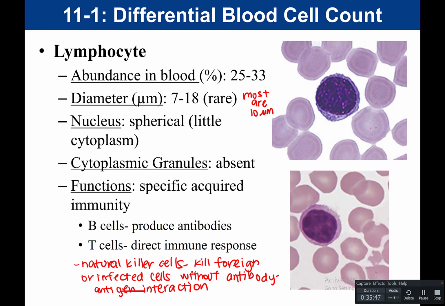The lymphocytes. Lymphocytes are little. They are not much bigger than the red blood cells. That's one of the distinguishing factors between that and the granulocytes, is that lymphocytes are little. Most are about 10 micrometers in size. And if you remember, for the granulocytes, they were between 12 and 15. So these are quite a bit smaller. You want to know, what does the nucleus look like? Well, it's spherical. There's very little cytoplasm, meaning that the nucleus takes up most of the cell. You want to know the functions, etc.